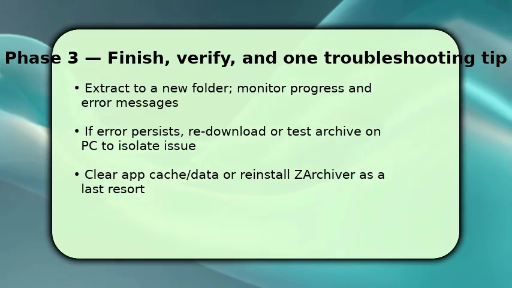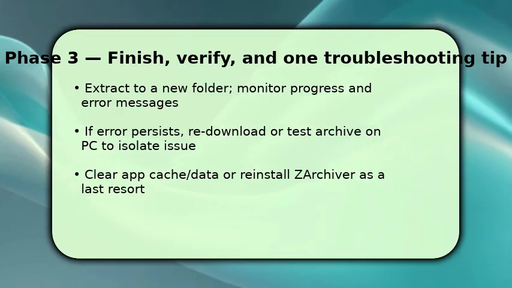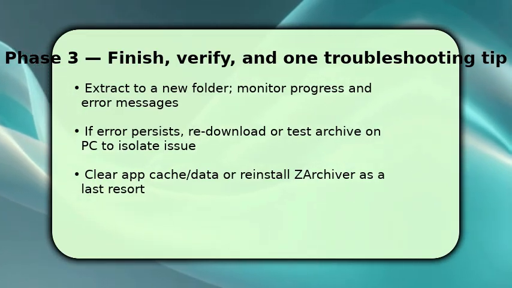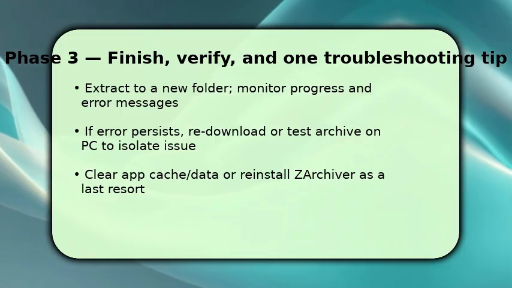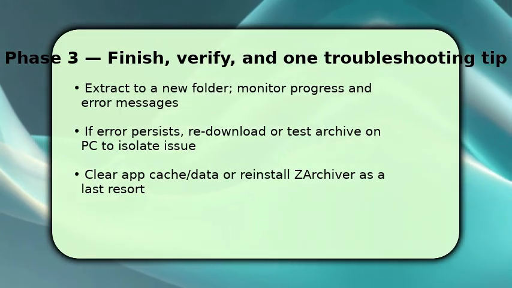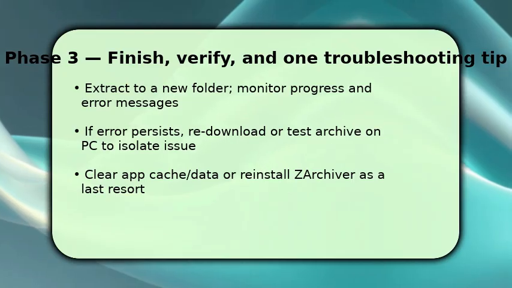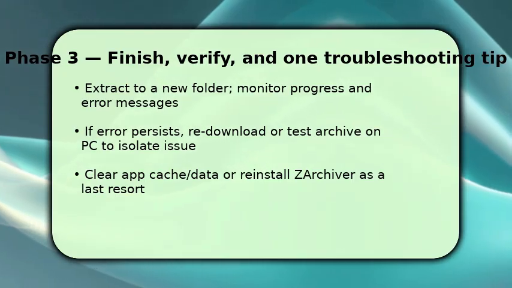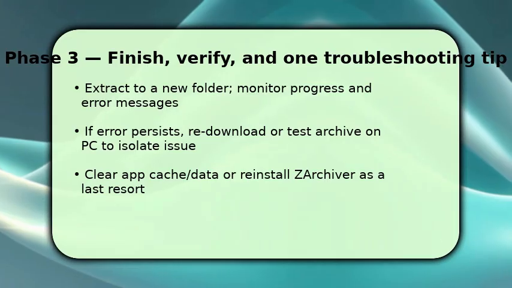If the file is fine but errors continue, clear ZArchiver cache and data, then reinstall it. This resets corrupted settings or permission states. One key troubleshooting tip: try extracting on internal storage first. SD card permissions are the most common culprit.